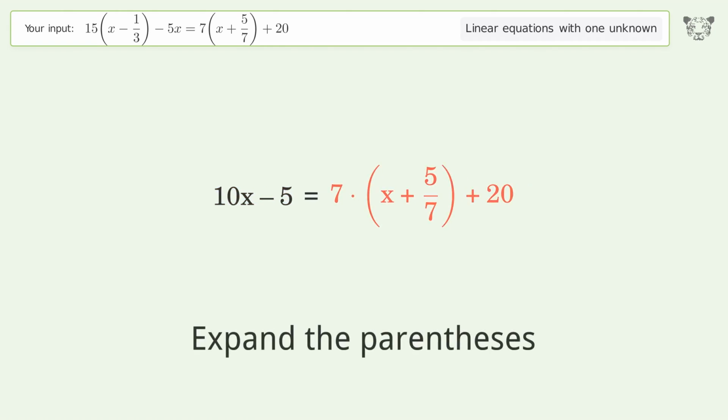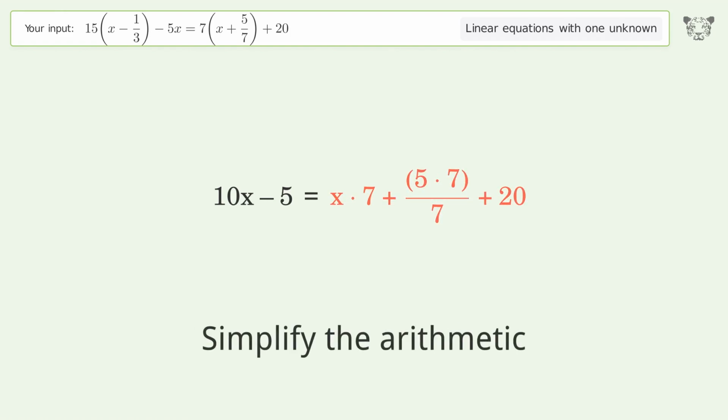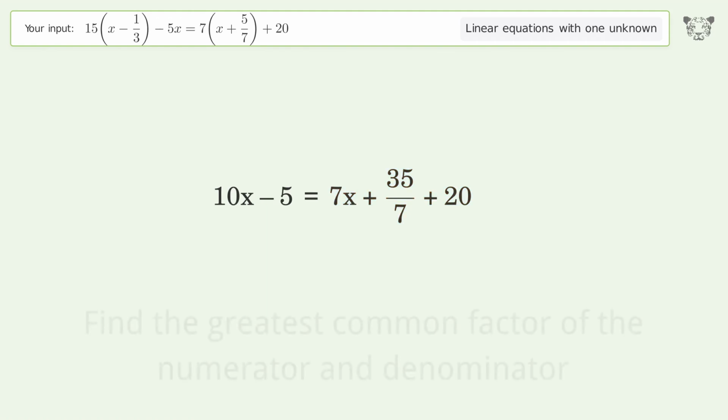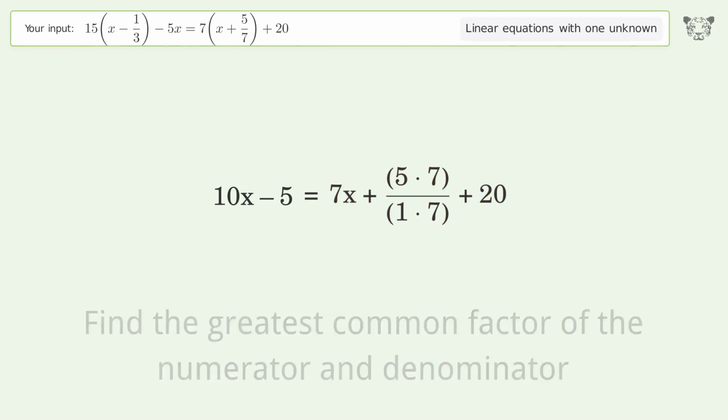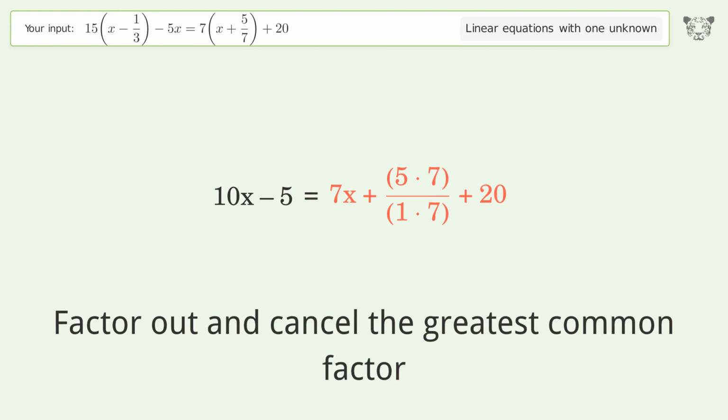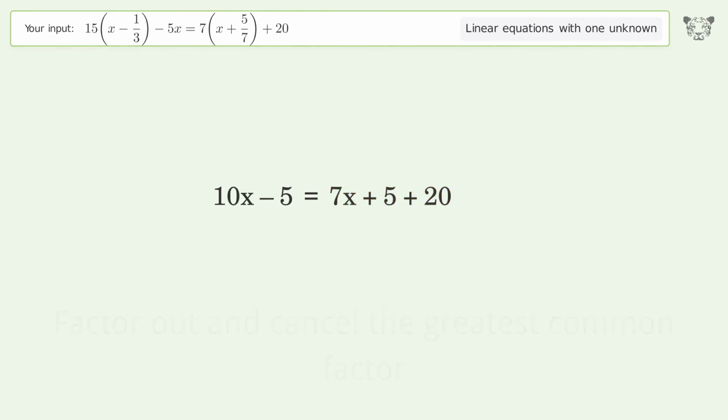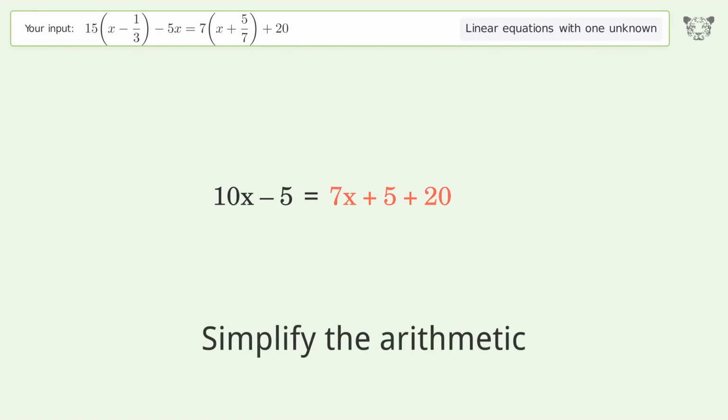Expand the parentheses. Simplify the arithmetic. Find the greatest common factor of the numerator and denominator. Factor out and cancel the greatest common factor. Simplify the arithmetic.